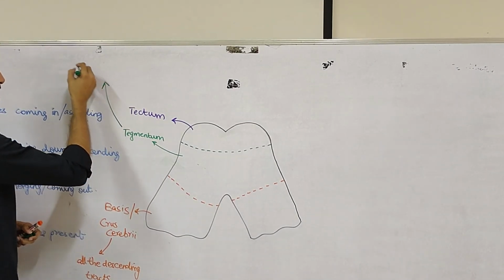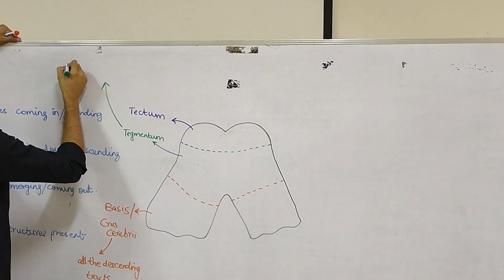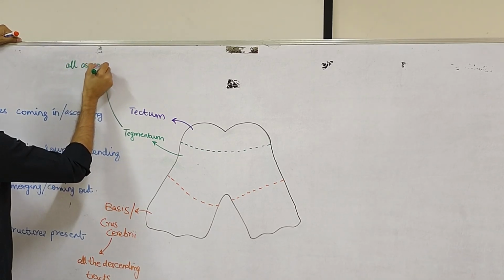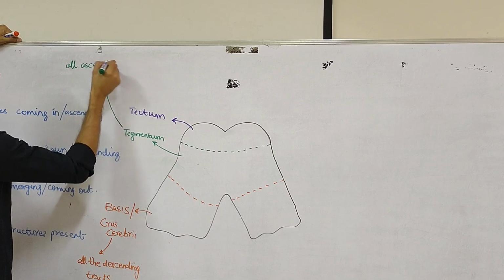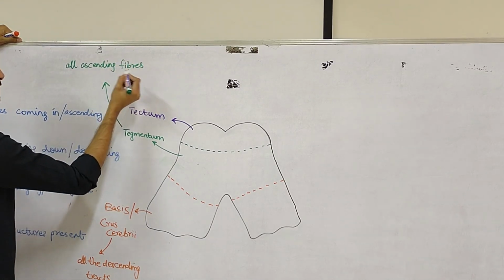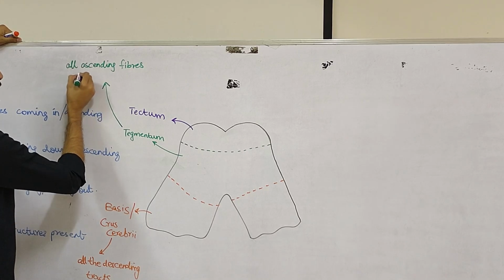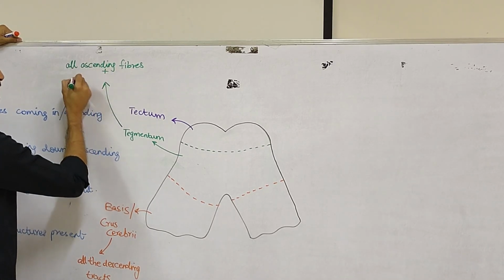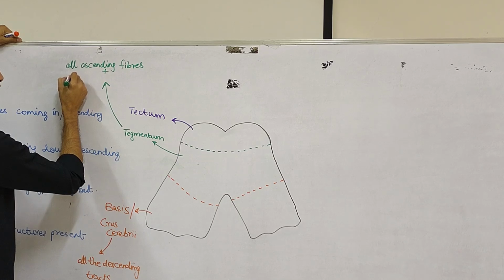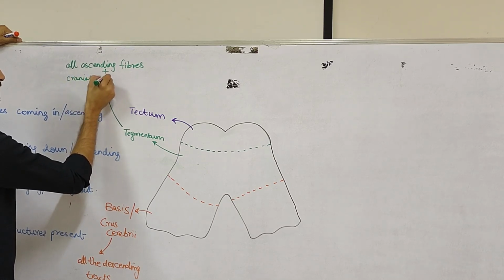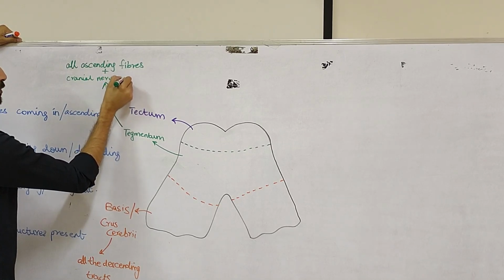Tegmentum is going to be having all the ascending fibers, that means sensory fibers, all the ascending fibers, right? And it's also going to be having cranial nerve nuclei.